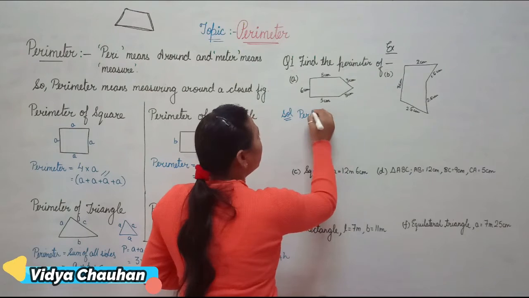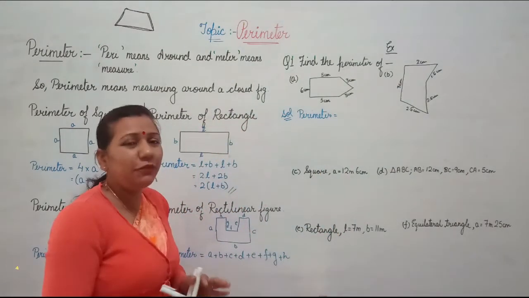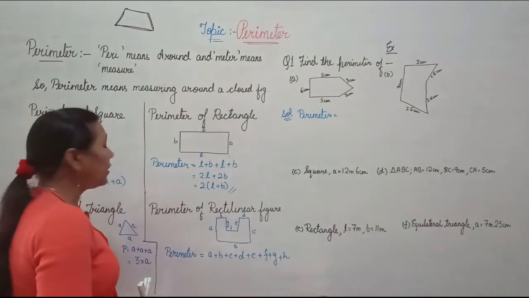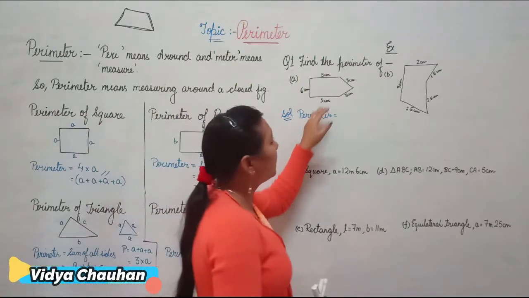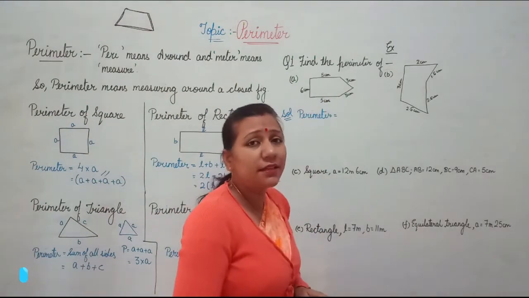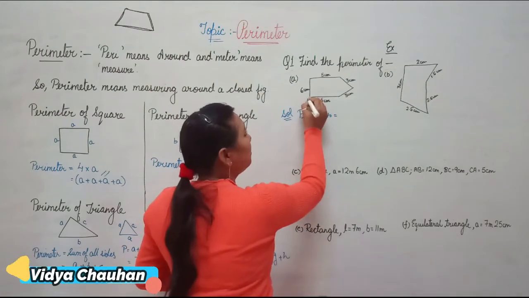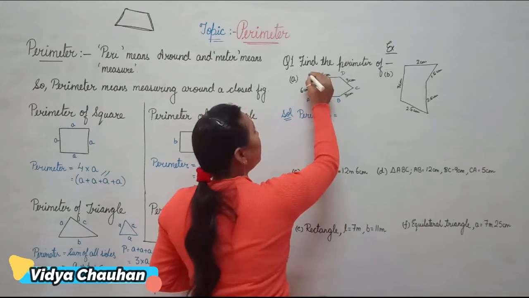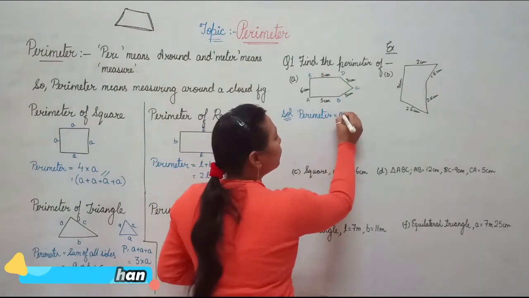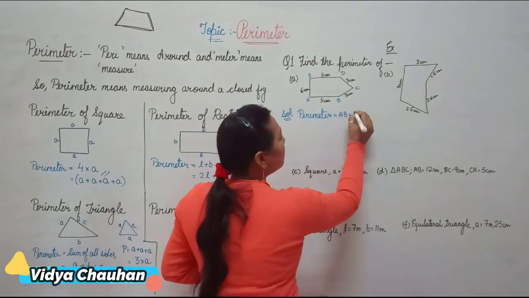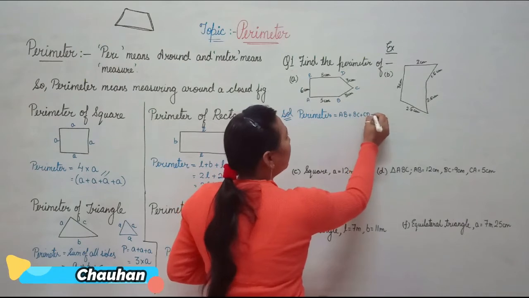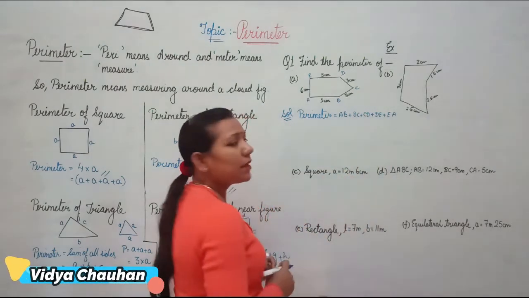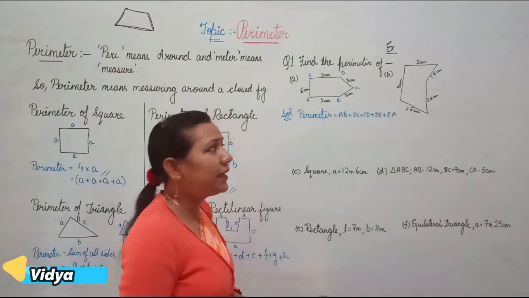It's very simple, as I told you, there is no need to apply any formula because it is neither resembling a square nor a rectangle nor a triangle. So in that case, you will just be adding these sides. If I name this as A, B, C, D, E, then perimeter will be equal to side AB plus BC plus CD plus DE plus EA. That means the sum of all the 5 sides.